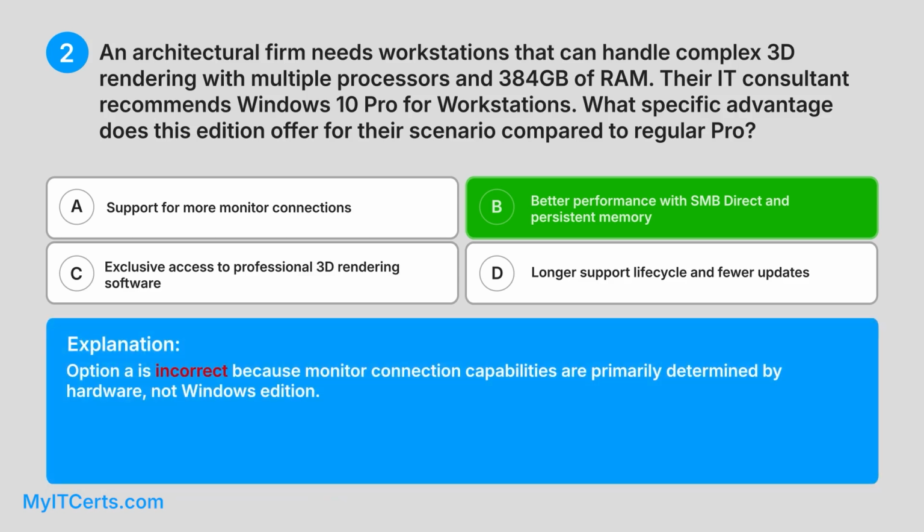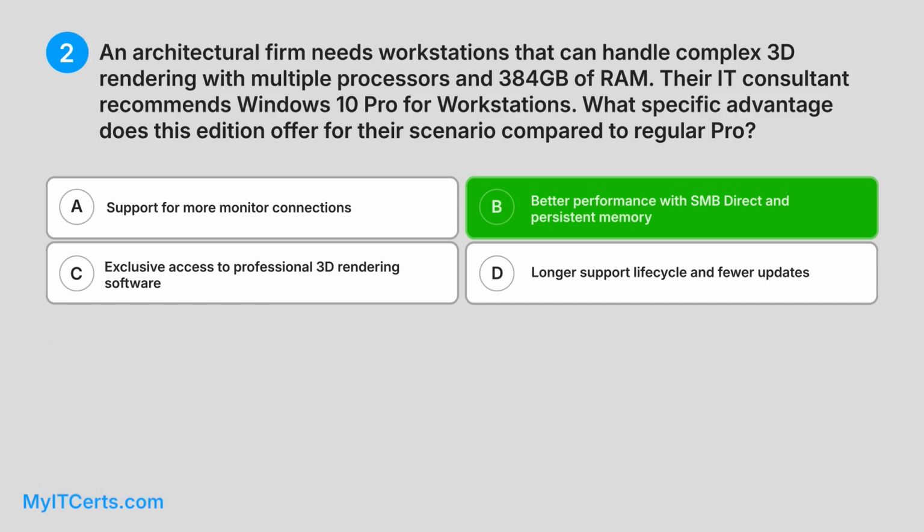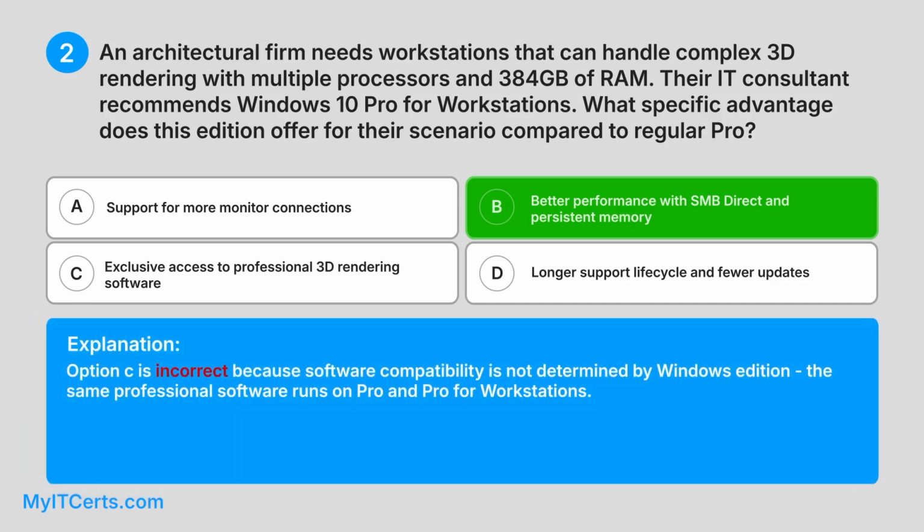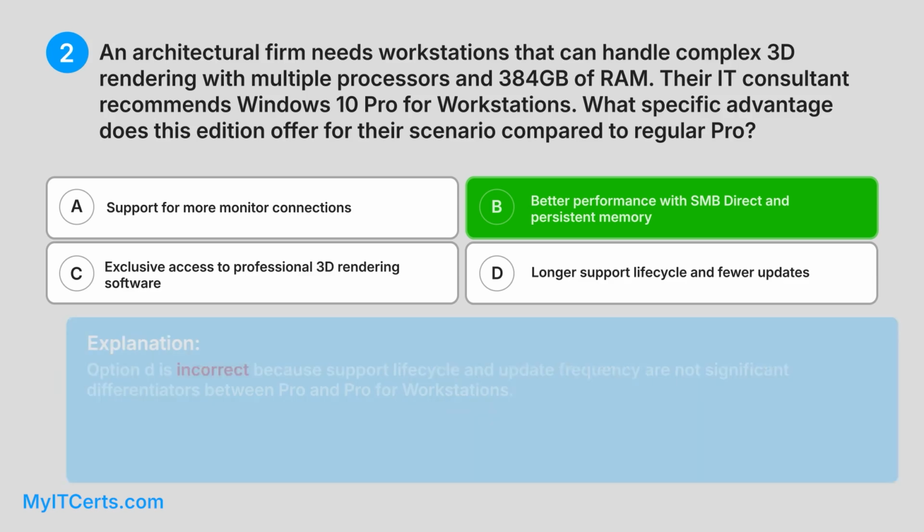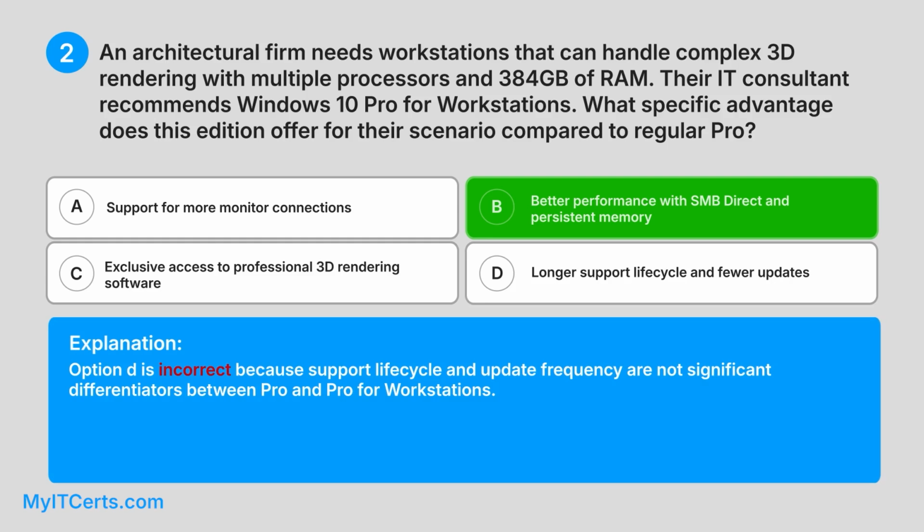Option A is incorrect because monitor connection capabilities are primarily determined by hardware, not Windows Edition. Option C is incorrect because software compatibility is not determined by Windows Edition. The same professional software runs on Pro and Pro for Workstations. Option D is incorrect because support lifecycle and update frequency are not significant differentiators between Pro and Pro for Workstations.